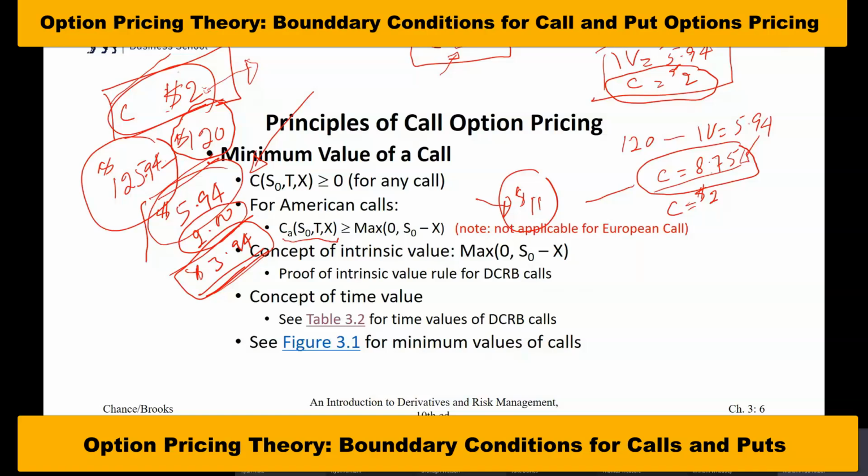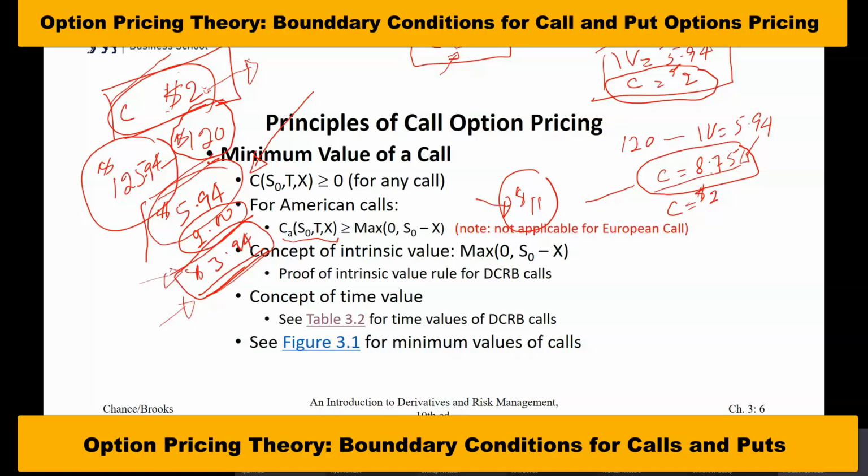Is it clear? Because it is an American call, if it is selling for less than the intrinsic value, I will buy the call and straight away exercise it. I will realize 5.94 as an intrinsic value gain, deduct my cost from it, and still make 3.94. To make this money, I don't even need to actually exercise it.